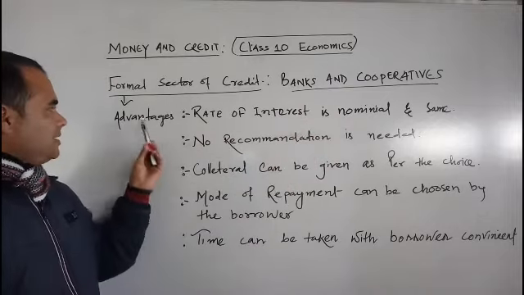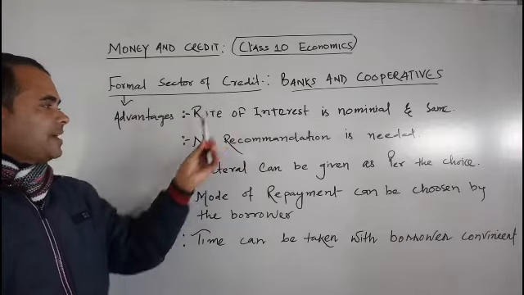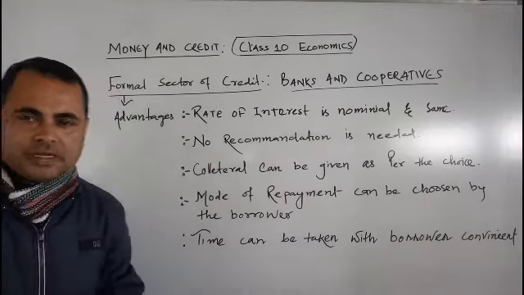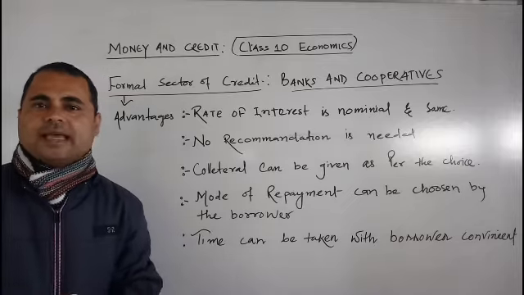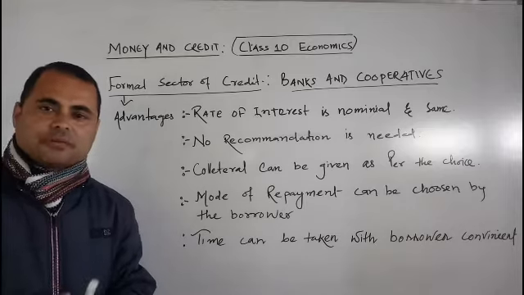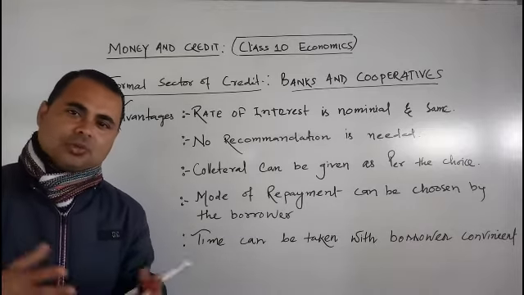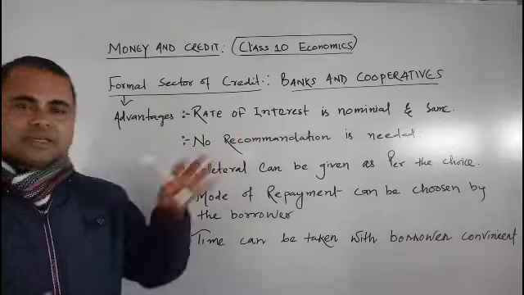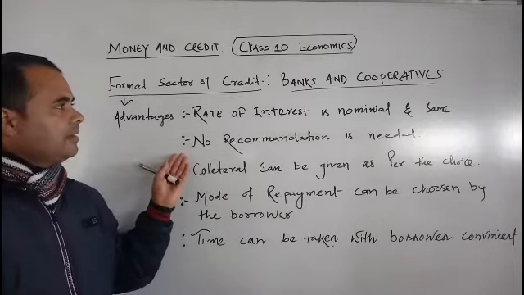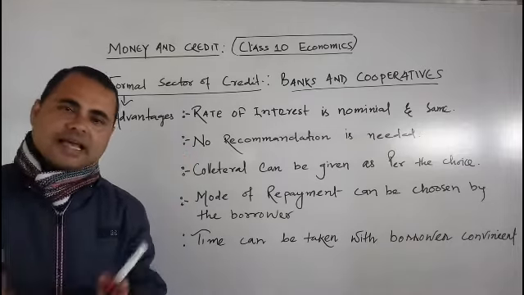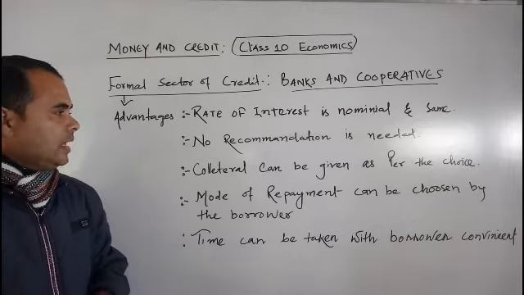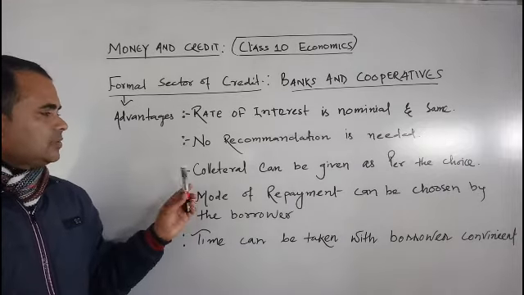Another advantage of formal sectors of credit is no recommendation is needed. You need to fulfill certain formalities, and if you are found eligible as per those formalities, then you are eligible to get the loan. So anyone's recommendation is not needed in formal sectors of credit as you see in the informal sectors of credit. Now, third advantage is what?